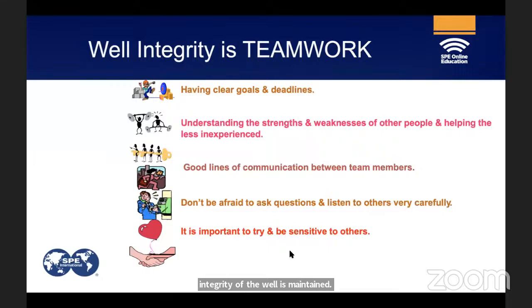Having clear goals and deadlines is very essential. Understanding the strengths and weaknesses of the people and helping the less experienced people. A good line of communication between the team members is very, very essential, as we have seen in the previous slide. The people should not be afraid to ask questions just to clarify doubts, what happens, what to do.